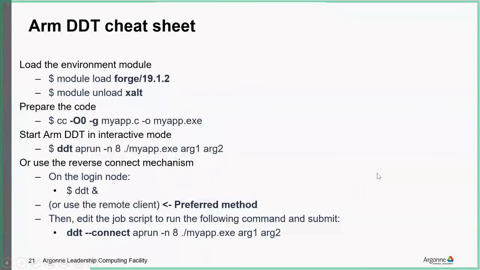So for using DDT on Theta, essentially you'd want to load the forge module. You have to specifically set the value for the version that you want, so in this case, it's 19.12. I do recommend unloading Xalt and Darshan before you compile, just to make things smoother. You would compile your code with -O0 -g for debugging flags and turning off optimizations, because like we saw in the previous example, if you don't have -O0, you might not get the information that you want.